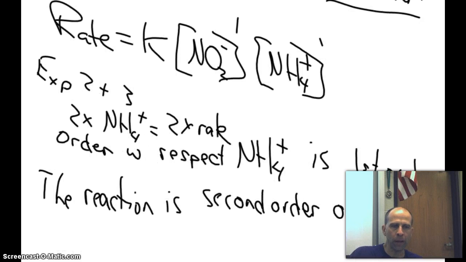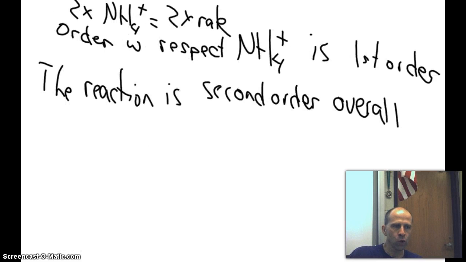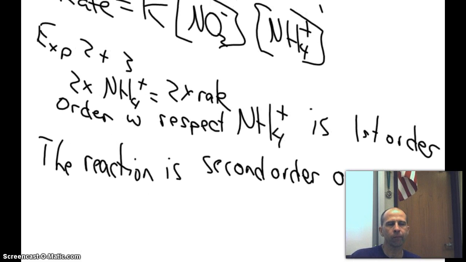Now in a similar manner, if you look at experiments 2 and 3, the ammonium ion was doubled. It went from 0.1 to 0.2 between those 2 experiments, but the 0.01 of the NO2 negative did not change. So this allows us to look at the effect that NH4 plus is having because it's the only one that changed. It also doubled and caused a doubling of the rate. So that means the NH4 plus is also first order.